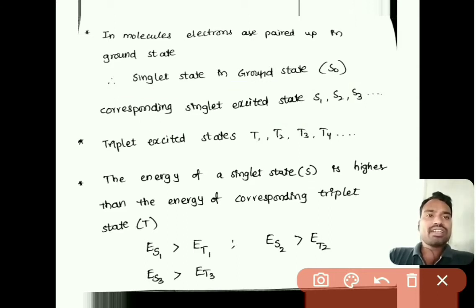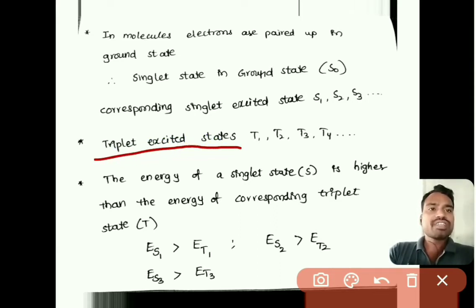And if you go for triplet states, there is no ground state for triplet states, because no molecule exists in an unpaired electron state, so the ground state is not possible in case of triplets. Triplets exist only in excited states, because unpaired electrons would be there in excited states only. So the triplet excited states are T1, T2, T3, T4 and so on. There is no T0, because the triplet ground state is not possible, because all the molecules are in the ground state in paired up electron state only, that is nothing but the singlet state.